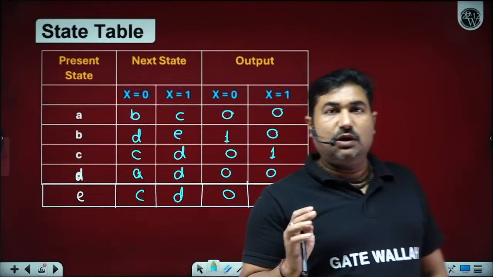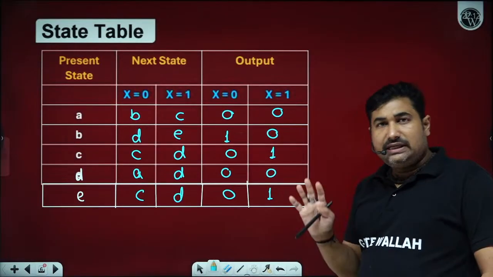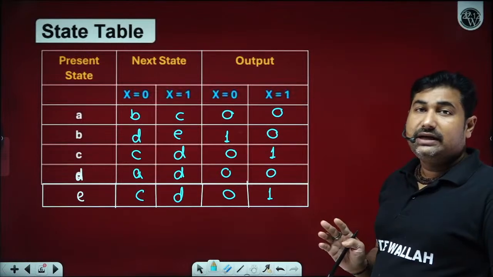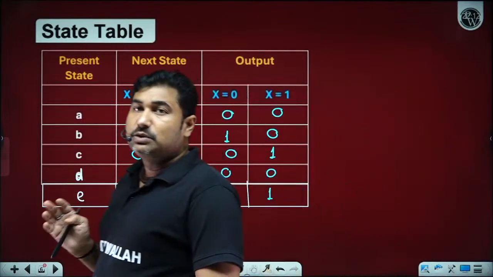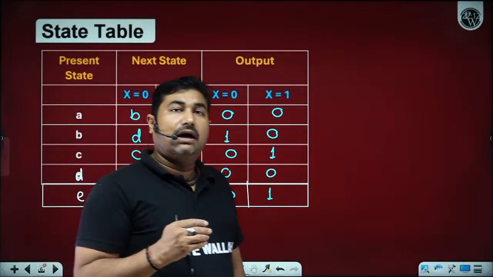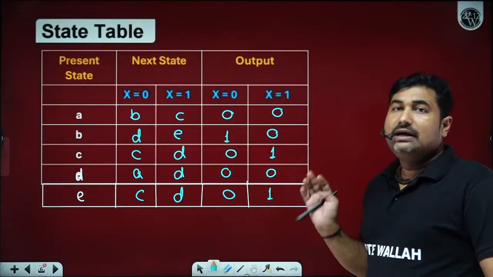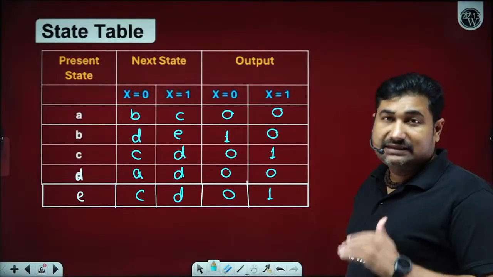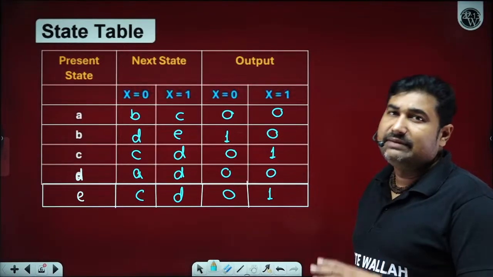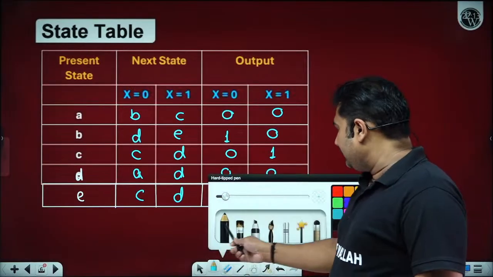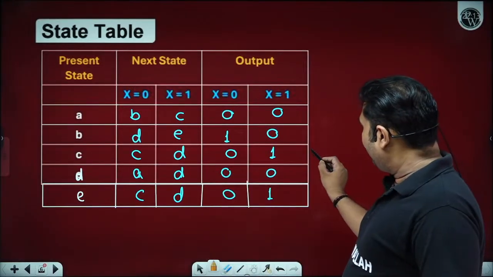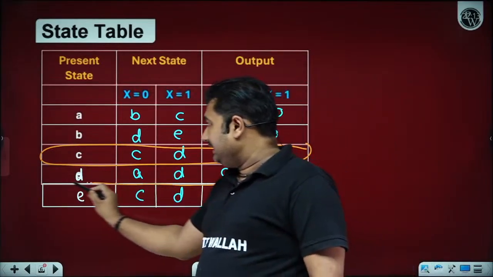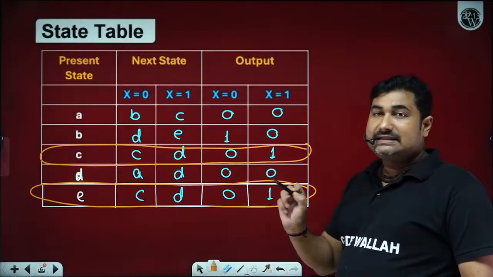If any 2 or 3 rows are absolutely equal, then out of those rows which are equal, you can take only one and consider all the others redundant, because they are giving the same next state and same output with the same input. So if you observe in this particular question, state C and state E are equivalent states.